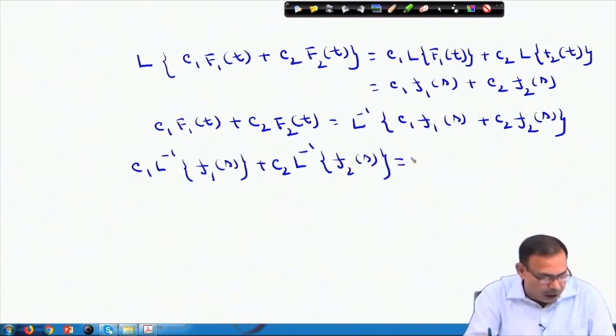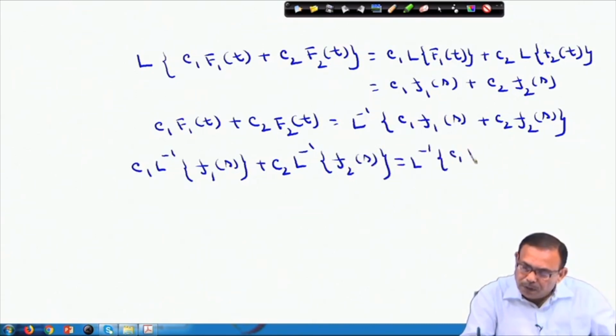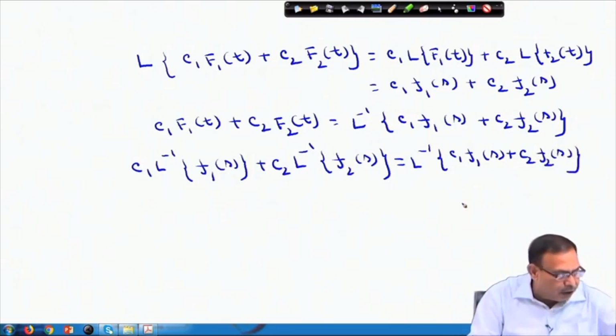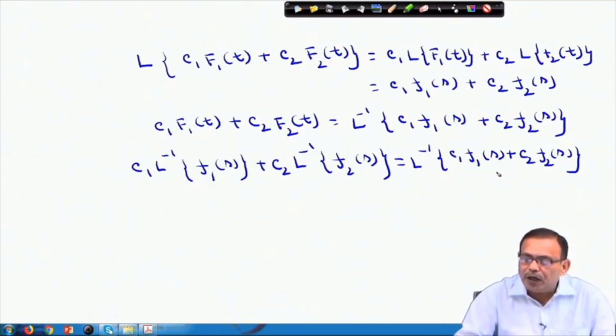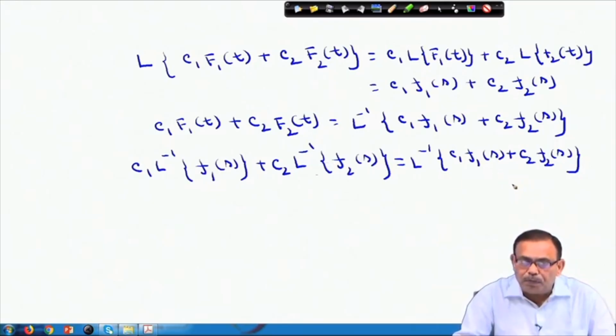This equals Laplace inverse of C1 F1(s) plus C2 F2(s). This we are writing over here. So, we are showing that the Laplace inverse of C1 F1(s) plus C2 F2(s) is nothing but C1 times Laplace inverse of F1(s) plus C2 times Laplace inverse of F2(s). Since f1(t) is the Laplace inverse of F1(s) and f2(t) is the Laplace inverse of F2(s), this completes the proof of the theorem.